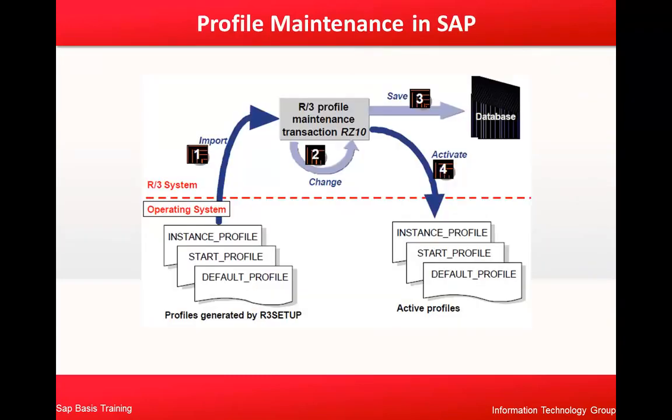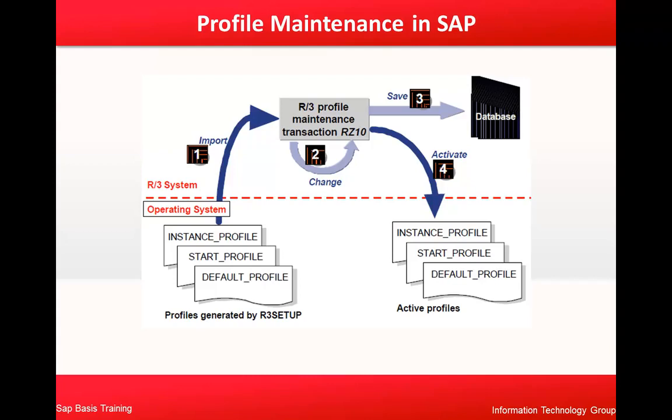Here you can see that you can do maintenance. Basically these are the three profiles: the default profile, the start profile, and the instance profile, and these are at the OS level. They can be imported into SAP using the RZ10 transaction, and the changes are saved in the database. After that you need to activate. These are the three sets of activated profiles in SAP. So let's see how we do that and how it works.